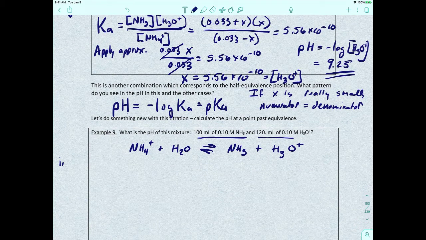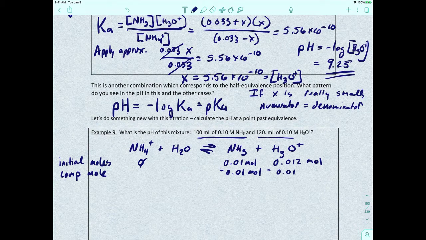All right, so initially, we have 0.01 moles of NH3, no moles of ammonium ion, and for the H3O plus, we're going to have 0.120 times 0.1, so it's going to be 0.012 moles. So this time, we actually have more acid than base. So when we go with completion moles, we're not subtracting the acid this time, we're actually subtracting the base out.